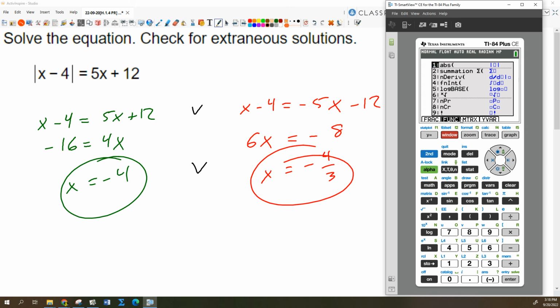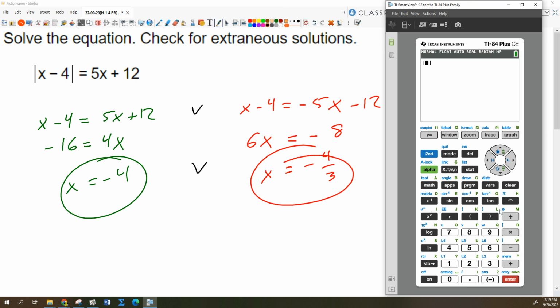I can scoot over. I can get a matrix menu for doing matrix operations. I get a Y variable menu if I want to access the Y variables, or I get a fraction menu if I want to pull up fraction templates and things like that, which I think we've seen already too. But in this case, we want absolute value. So I would just go alpha F2, enter. That's another way to get it.